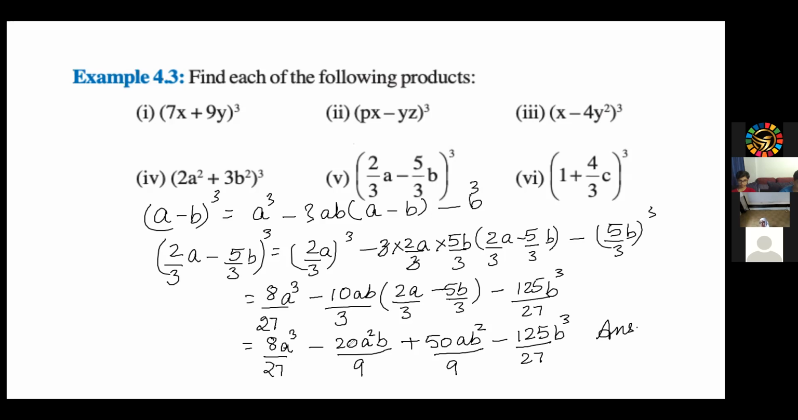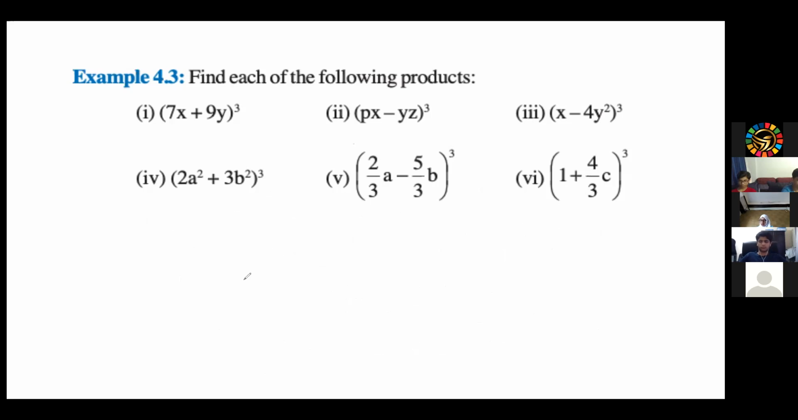And the last question, Ahmad, you will help me out. 1 plus 4 by 3c. Can I erase this now? Okay. So coming to the last question, first of all, tell me, Ahmad, which formula will we use? A plus b whole cube. We are doing cube today. So what is the formula? A cube plus 3ab, brackets a plus b, plus b cube.